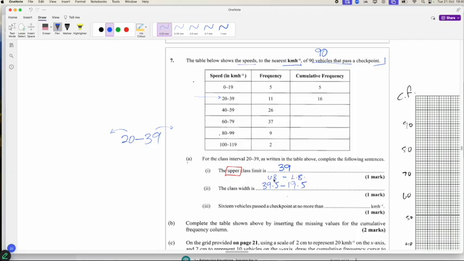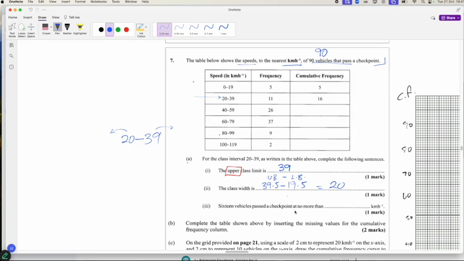Yeah, so my brain isn't working today either. 39.5 minus 19.5. Thanks so much for the help, guys. That is 20.